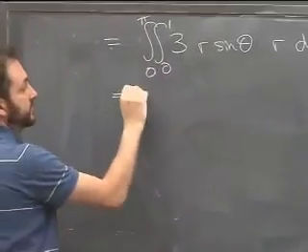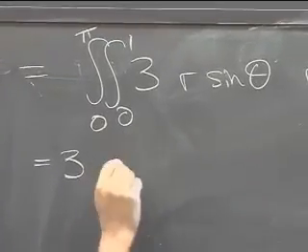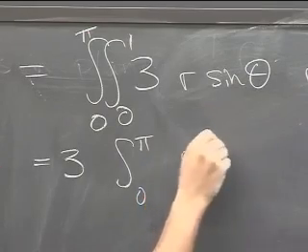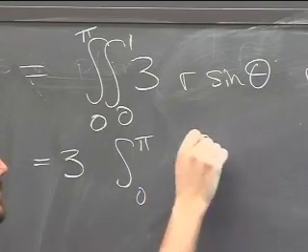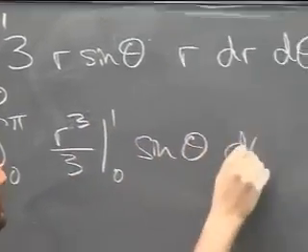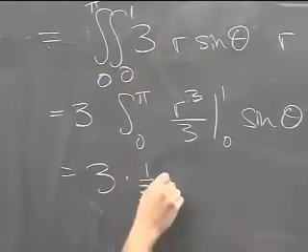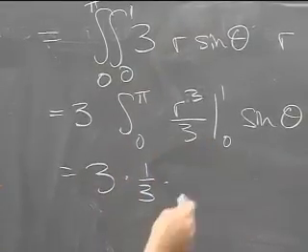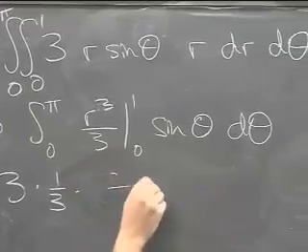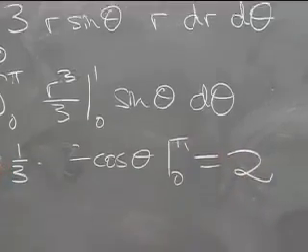Let's just quickly do it. You get 3 times the integral. Well, let's just do it. We have r squared, so this will be r cubed over 3, evaluated between 0 and 1. So that's 3 times a third. And then we have to integrate sine theta. So that will be minus cosine theta between 0 and pi. So I believe the answer just works out to be 2.